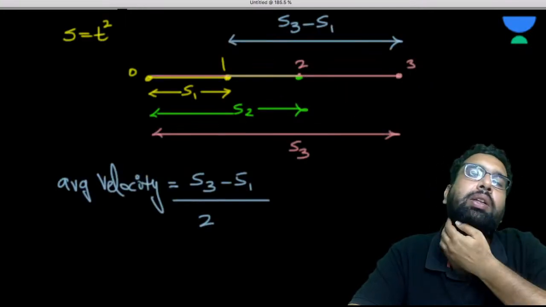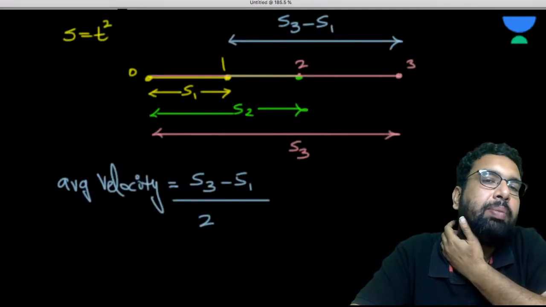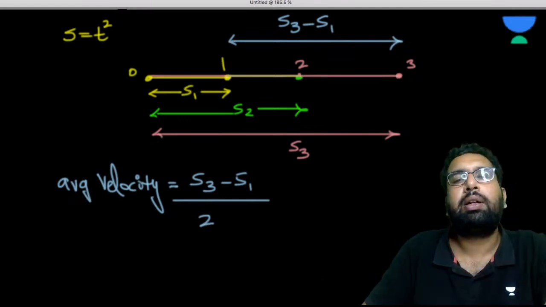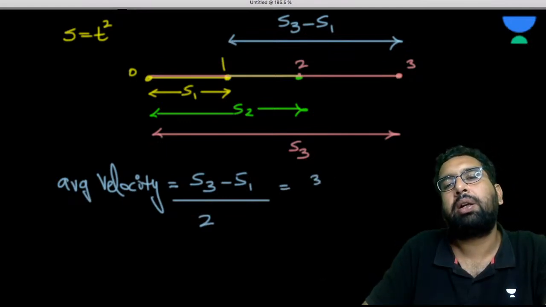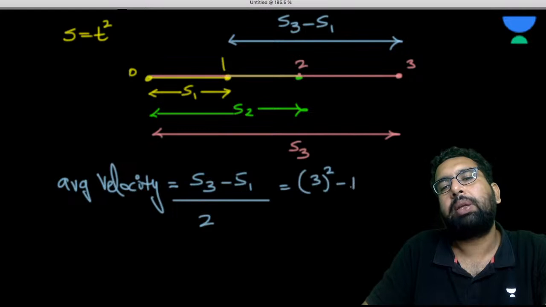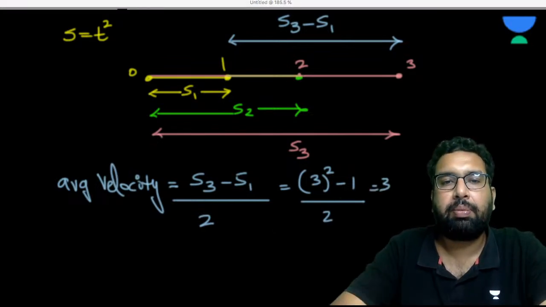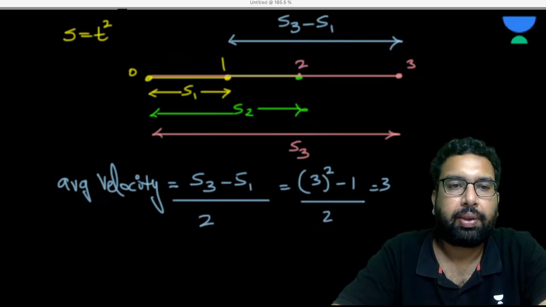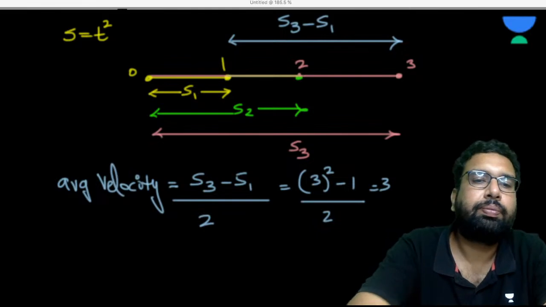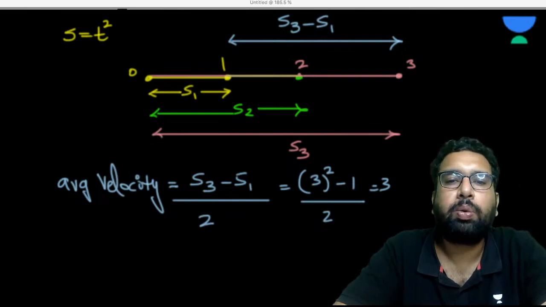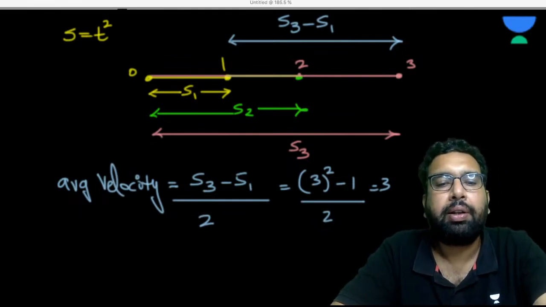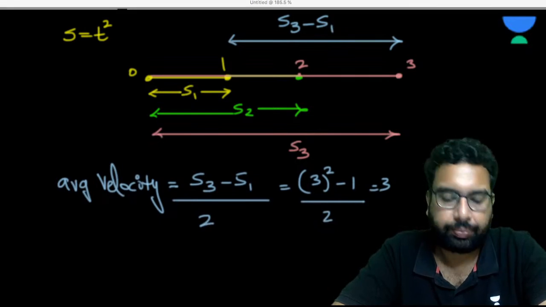And what is the displacement, sir? It is S3 minus S1, that is the displacement at the end of the third second minus displacement at the end of the first second, upon 2. So this is going to be 3. Is that fine? Do you agree or not? I hope yes. Now let's do one more question of it. Then we'll move to the acceleration.